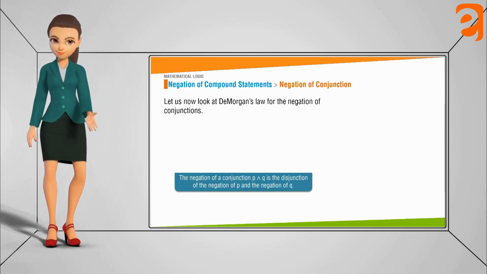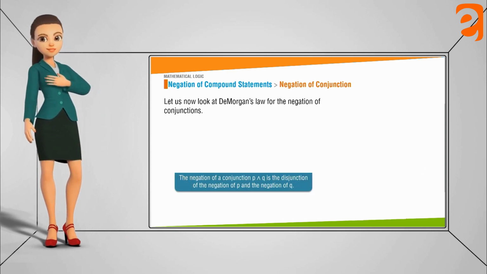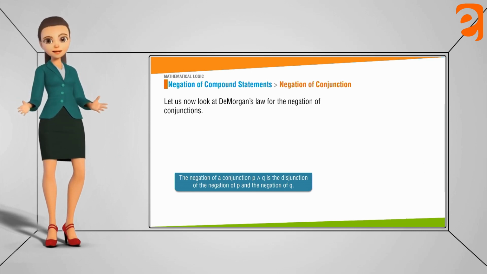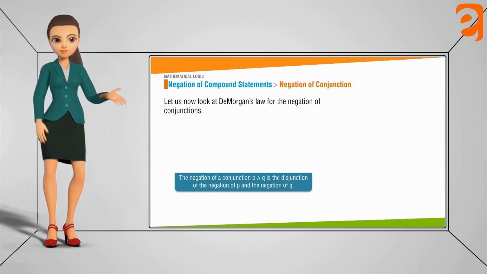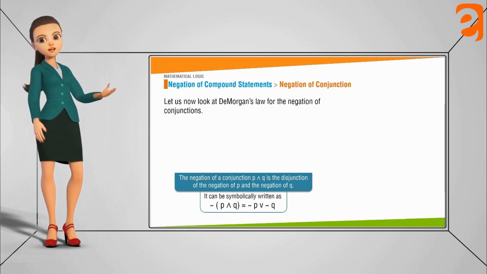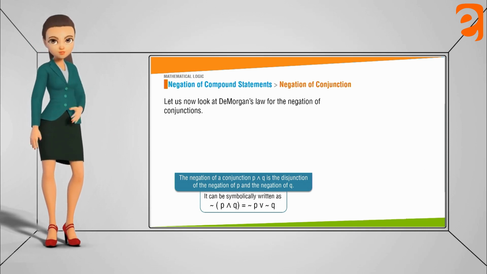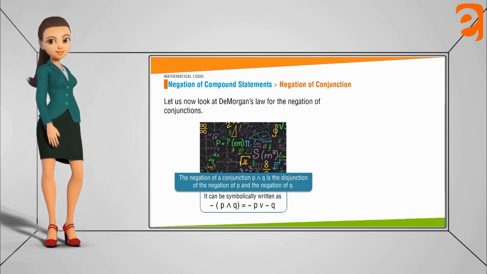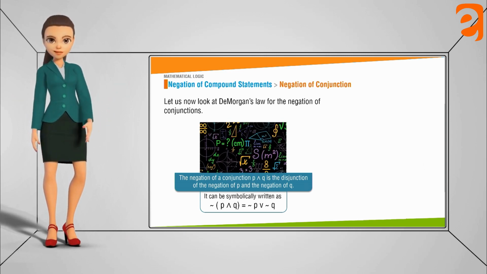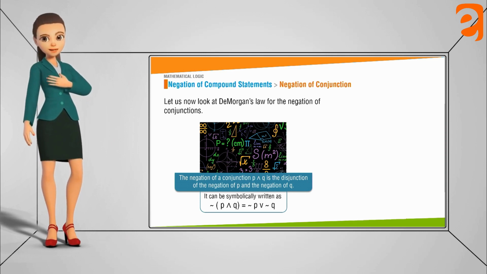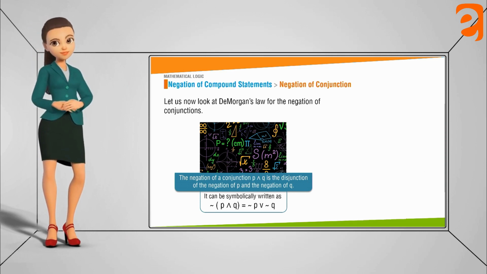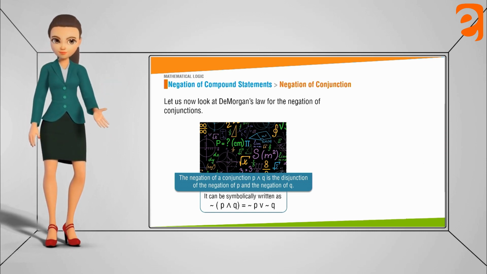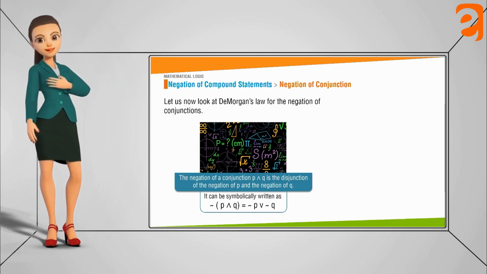Let us look at De Morgan's law for the negation of conjunction. If P and Q are two sentences, their conjunction is P and Q. De Morgan's law says that the negation of P and Q is the disjunction of the negation of P and the negation of Q. Symbolically, negation of P and Q is equal to negation of P or negation of Q. So here the conjunction sign changes into a disjunction sign.